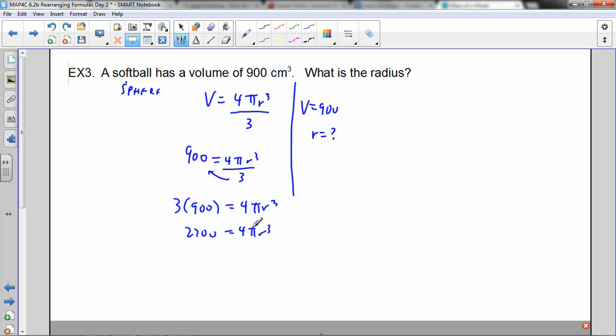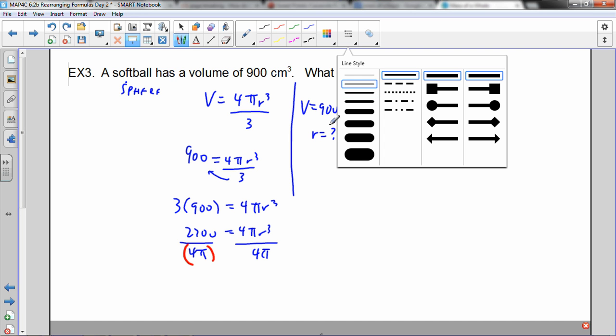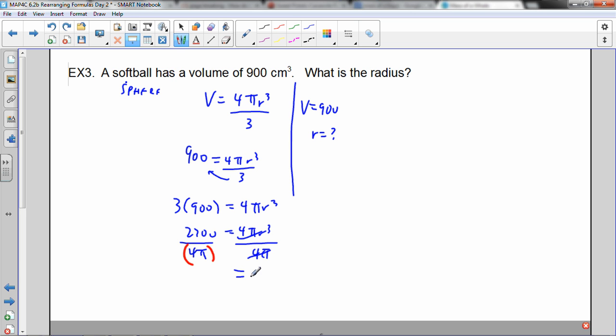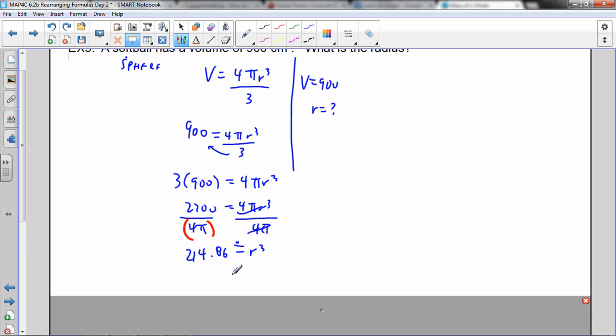I'd like to take the cube root, but this is in the way, so I got to divide by 4 pi. Divide by 4 pi. Make sure you have brackets in there, otherwise your calculator will goof you up. And then cancels on this side. R cubed is 2700 divided by 4 pi is around 214 decimal something. And then the last step is to cube root. Right? How do I undo a cube? I cube root.